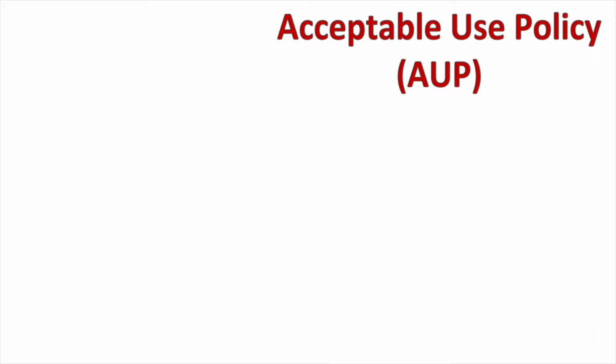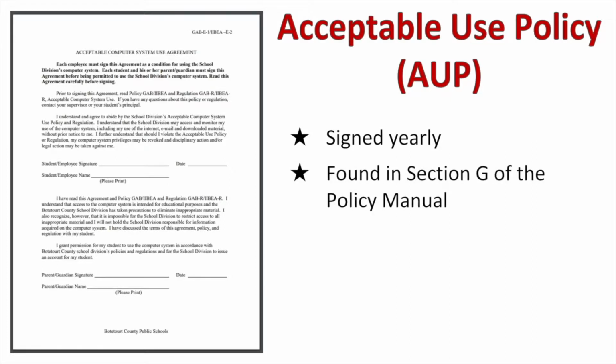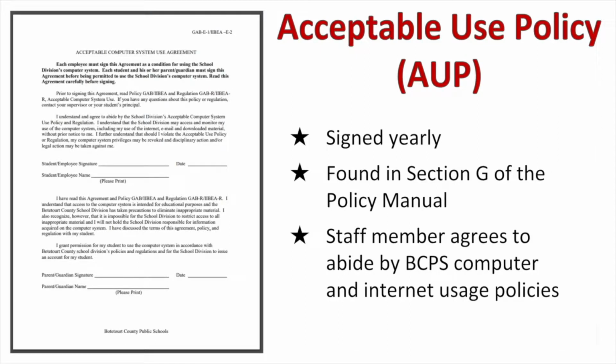The Acceptable Use Policy is a document that all staff members sign on an annual basis. It is found in Section G of the Policy Manual, located on the main division site under the School Board section. This form indicates that a staff member agrees to abide by the computer and internet usage policies adopted by the division.